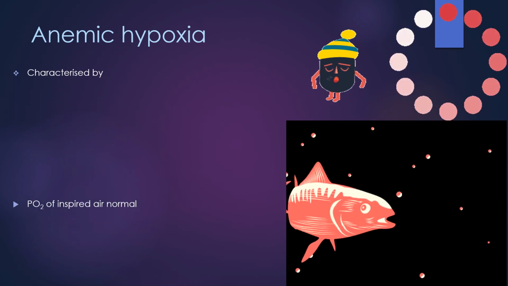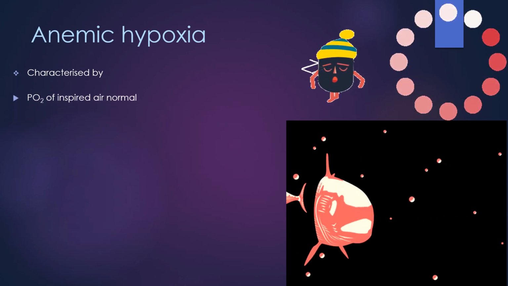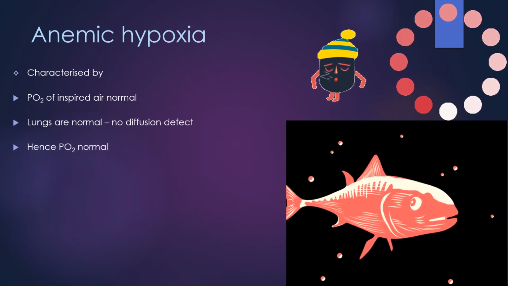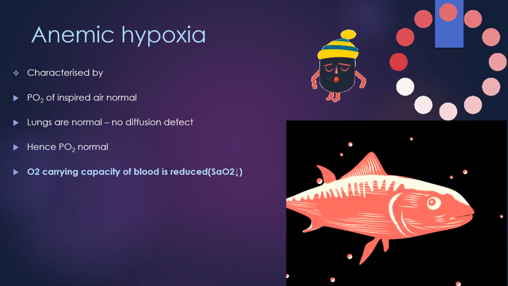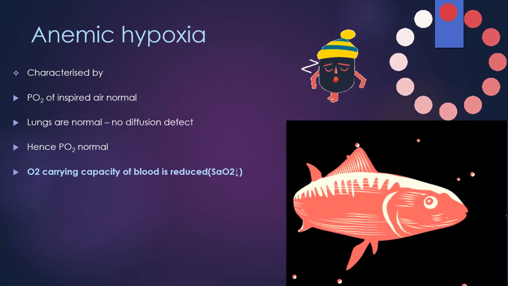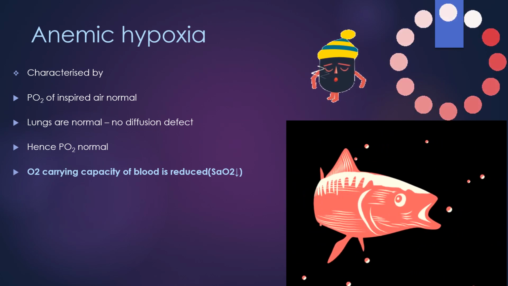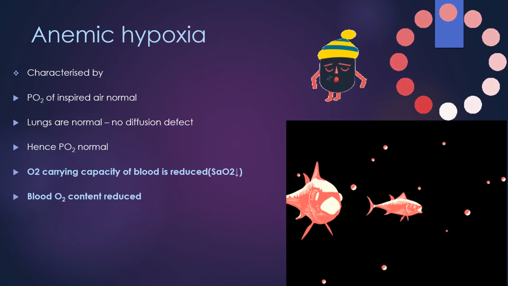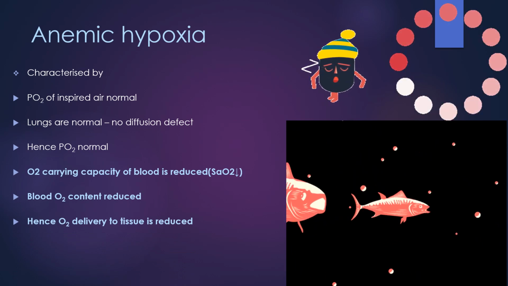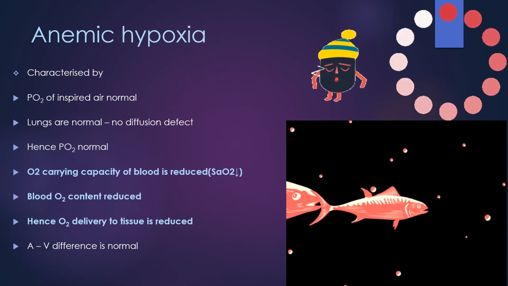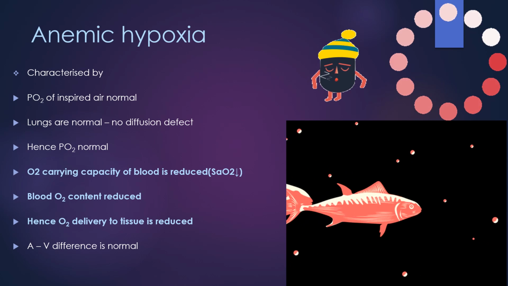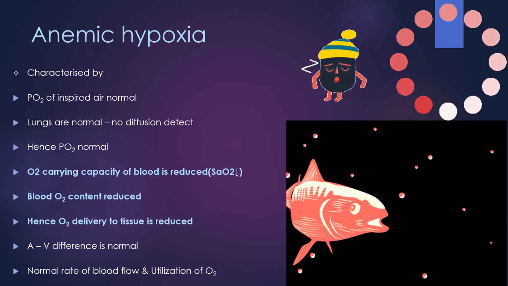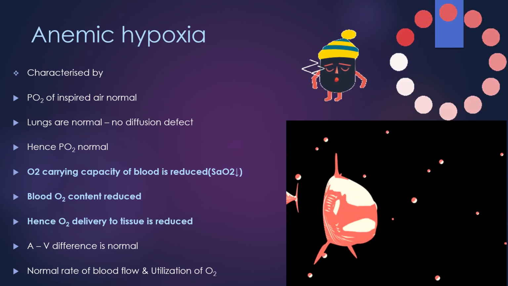Anemic hypoxia is characterized by the normal partial pressure of oxygen in the inspired air. So lungs are normal, so no diffusion defect. So the partial pressure of oxygen in the arteries is normal. Oxygen carrying capacity of blood is reduced as there is less hemoglobin to carry it. Blood oxygen content is reduced, hence the oxygen delivery to the tissue is also reduced. But the arteriovenous oxygen difference is normal. So normal rate of blood flow and the utilization of oxygen is also normal.